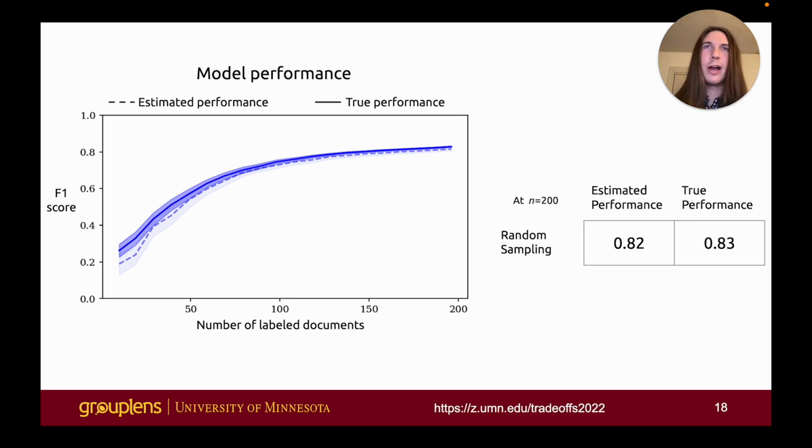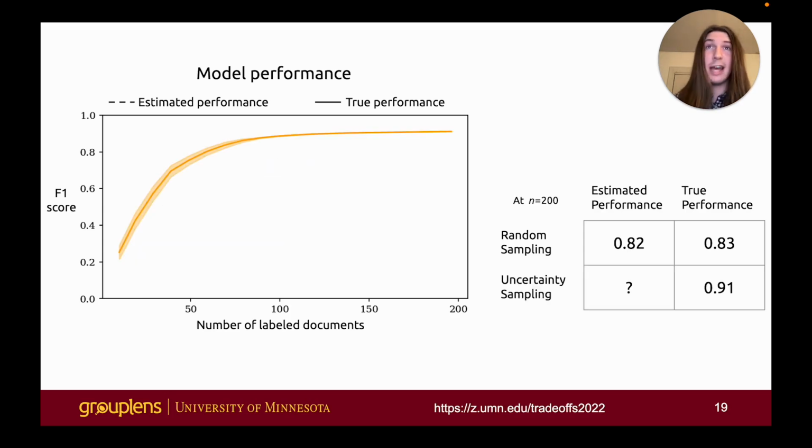Uncertainty sampling is really widely used, in part because it's straightforward to implement and gives consistent generalization performance gains for models, and we can see that in practice. The true performance of models trained using 200 uncertainty sampled labels is almost 0.1 higher than the randomly sampled model. But uncertainty sampling violates cross-validation's assumptions.